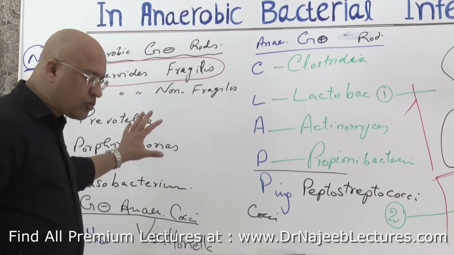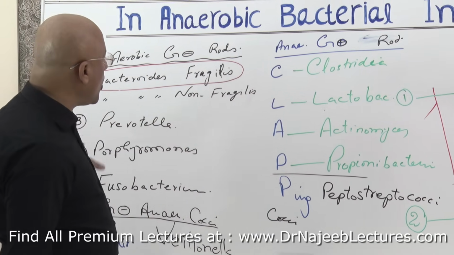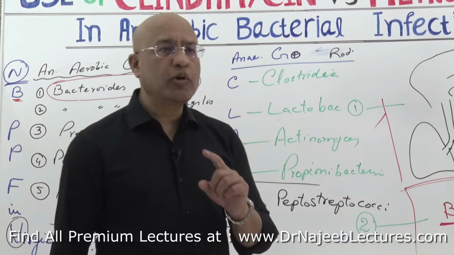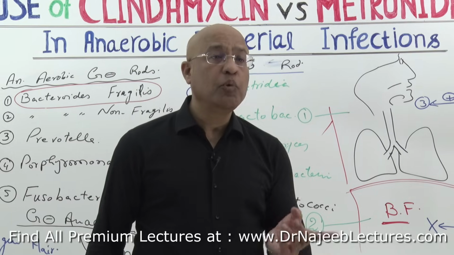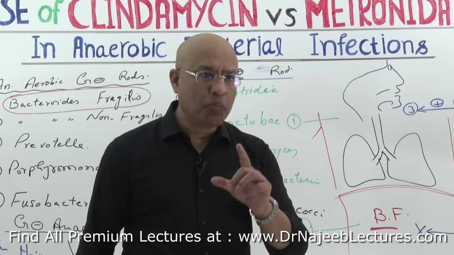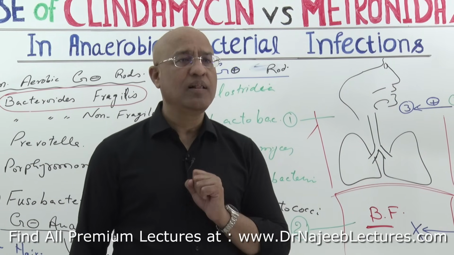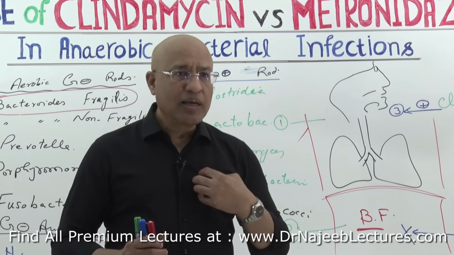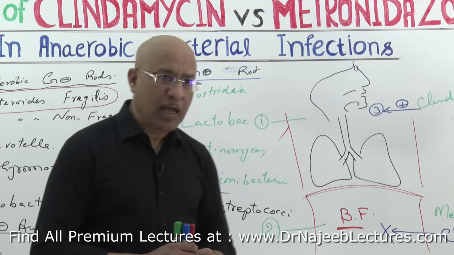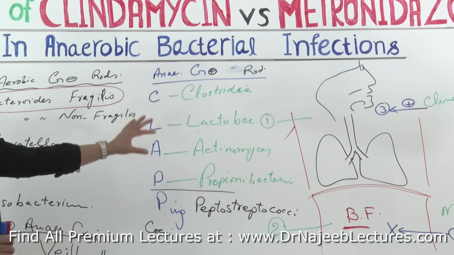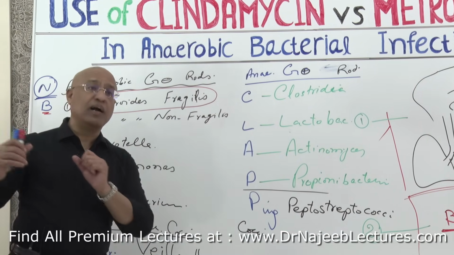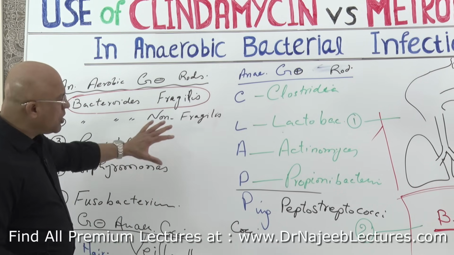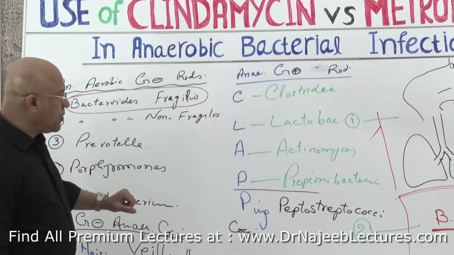Now, why is it so important that I have discussed all these organisms? The reason being that most of the anaerobic infections are polymicrobial infections. For example, if you have an anaerobic abscess in the lung, it will have multiple organisms. And not only do they have multiple anaerobic organisms, they might have some aerobic ones also as part of that, right?